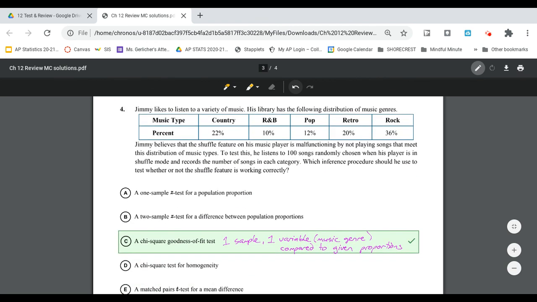Okay, so for number 4, you know it's goodness of fit because we have one sample and one variable, music genre, compared to given proportions.